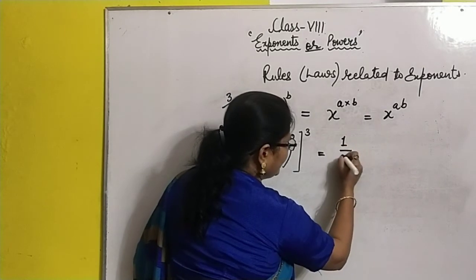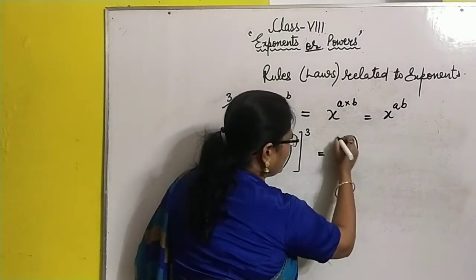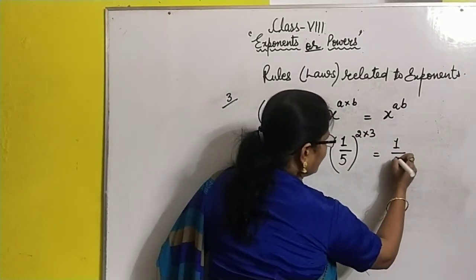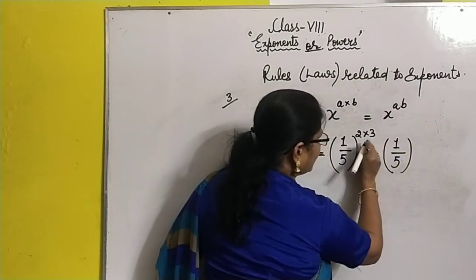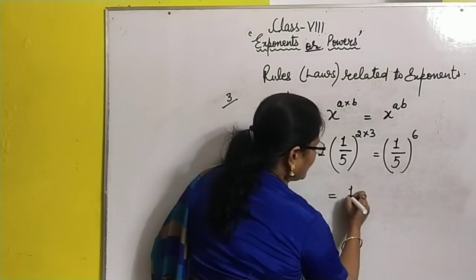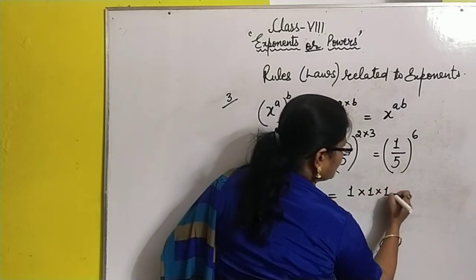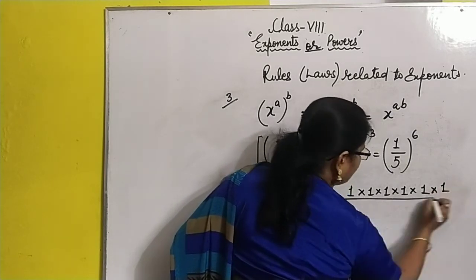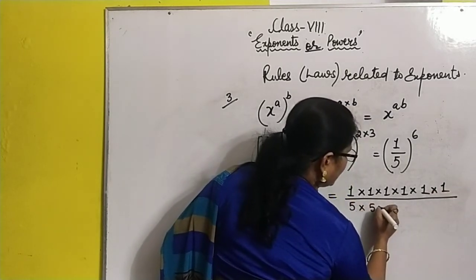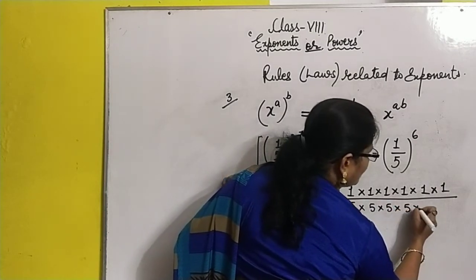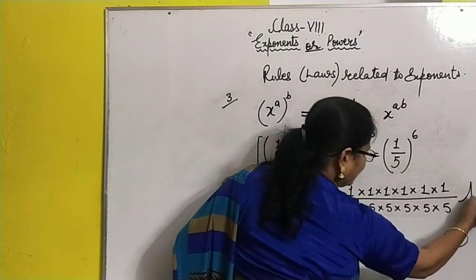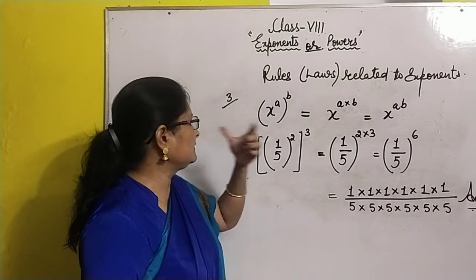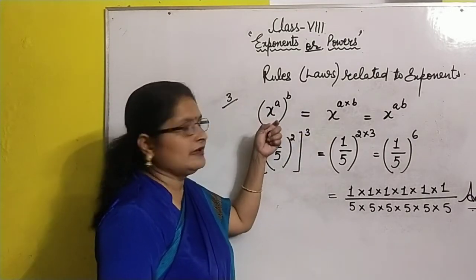So what will you write in the next step? 1 by 5 raised to the power 2 multiplied by 3. And in the next step you will write 1 by 5 raised to the power 6, since 3 twos are 6. Now you can write 1 into 1 into 1 into 1 into 1 into 1, 6 times, divided by 5 into 5 into 5 into 5 into 5 into 5, like that. And that will be the answer. This way you can do questions related to this law.